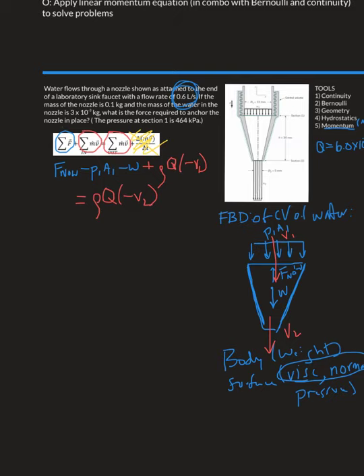If you think back to Bernoulli, P1 on gamma plus Z1 plus V1 squared on 2g equals a constant. I could pick two points. I know the Z's because this is given right here, so I would know Z1 and Z2. I know pressure 1 and pressure 2, because pressure 1 is given and pressure 2 is at the atmosphere, so that would be 0. But then we would have two V's in this equation, so we couldn't solve for them this way.